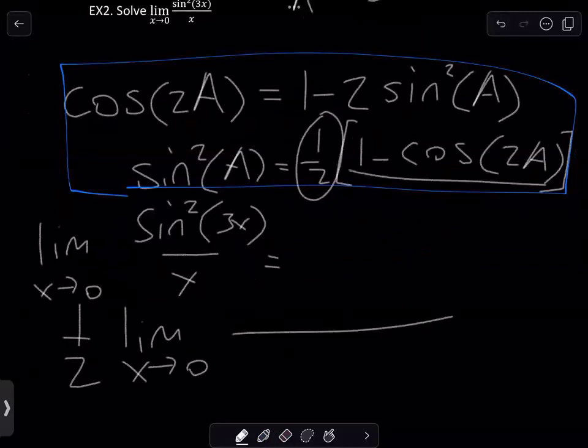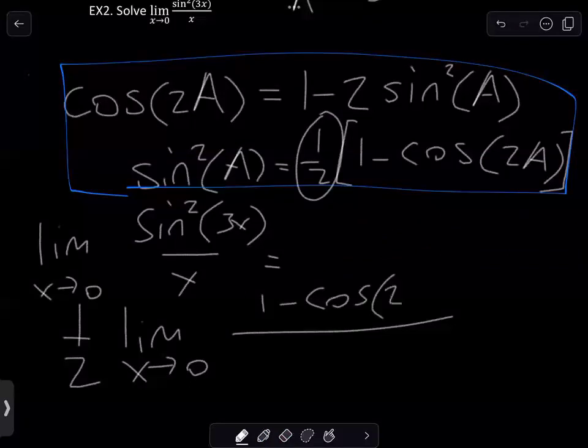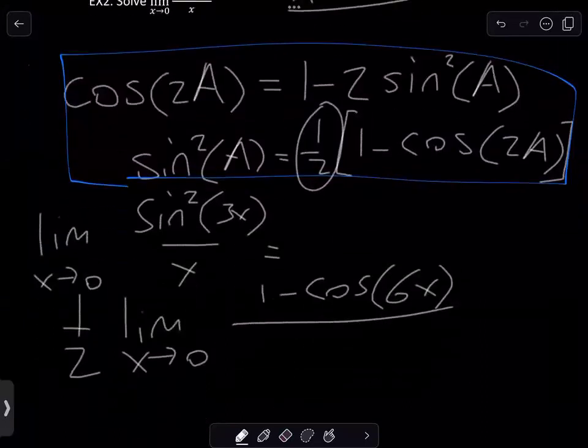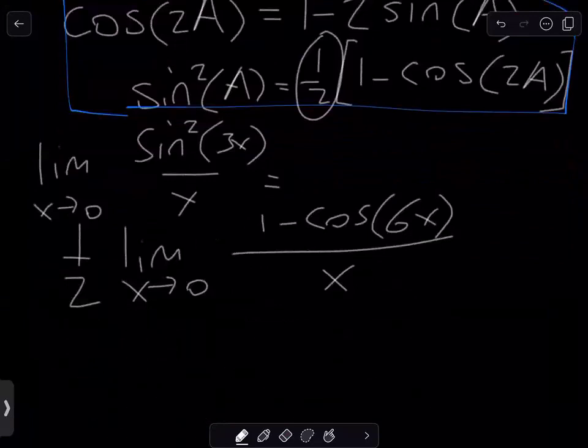Of the numerator is going to be 1 minus cosine of 2a, 1 minus cosine of 2 times, what was our a? Our a was 3x. So 2 times 3x is going to be 6x. So we have a 6x here. And then the denominator stays as is, that's going to be x on its own. So this here can be simplified to this here. And now it's really simple.